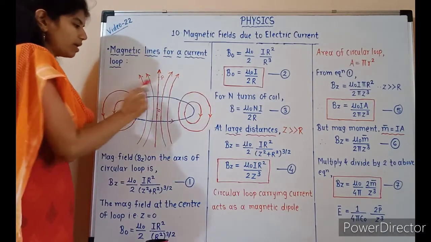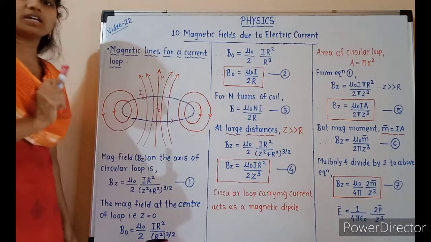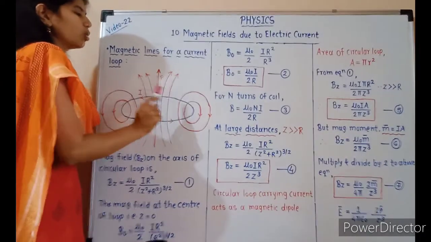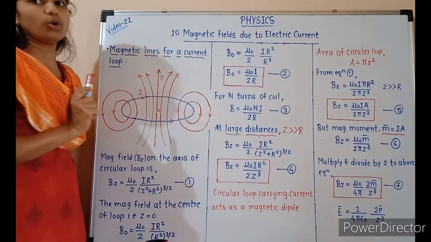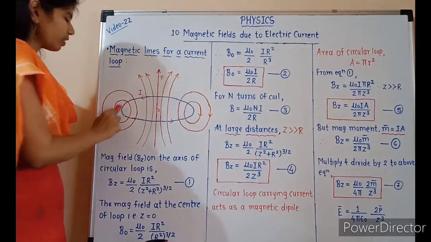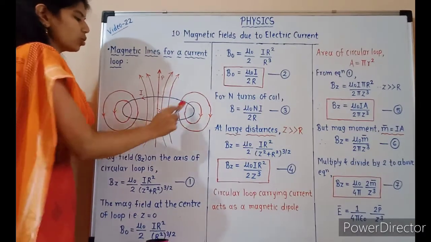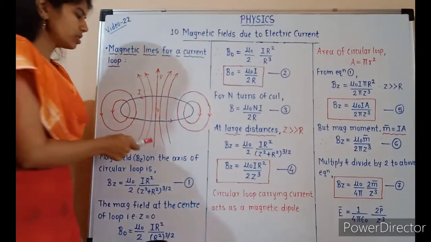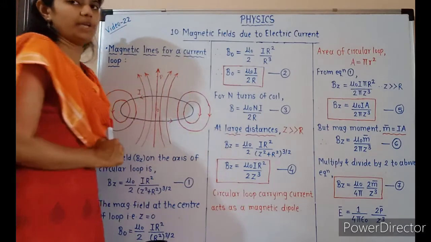Okay, the upper part of this circular loop acts as the north pole of a bar magnet, and the lower part of this circular loop acts as the south pole of a bar magnet. So this is the direction of magnetic field B.